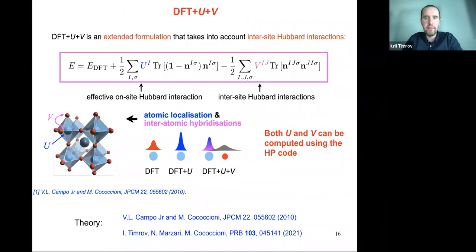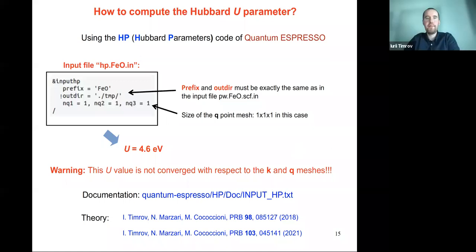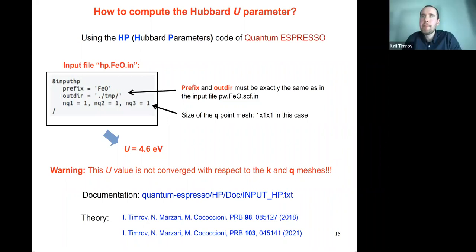And Iurii, sorry, there is a question which I think is pertinent regarding the calculation of the Hubbard parameter. That is, if there is an easy way to determine a range for the U value. So, is there an upper bound? Is there any upper limit of the U value? No, there is no constraint.